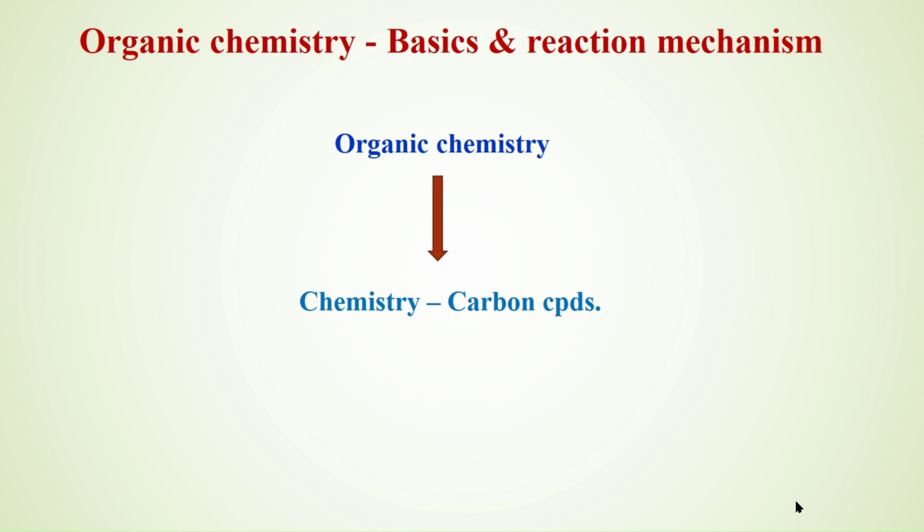Why this separate branch for a single element's compounds? Because carbon is highly versatile in nature. Carbon can bond with heteroatoms like oxygen, nitrogen, sulfur, halogens, hydrogen, and along with its own species, carbon. It also bonds with metals like magnesium, lithium, potassium, sodium, and whatnot. Carbon can bind with phosphorus.